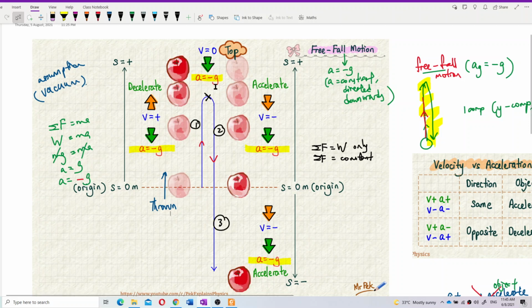Yeah, a is negative g, constant. Okay, now we know that it's slowing down, isn't it? When going upward, it's slowing down and decelerating. We know that velocity is positive because it is moving up, but a is negative g, because gravity is downward. So why do you say this apple decelerates instead of accelerates?